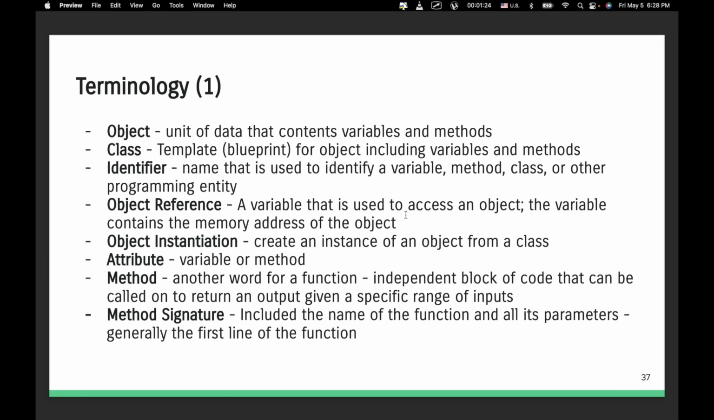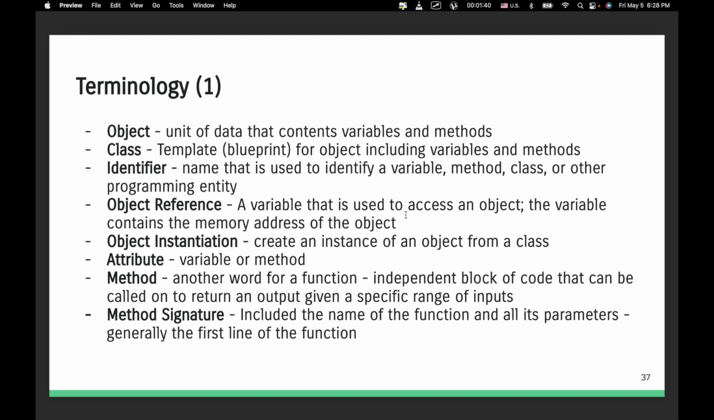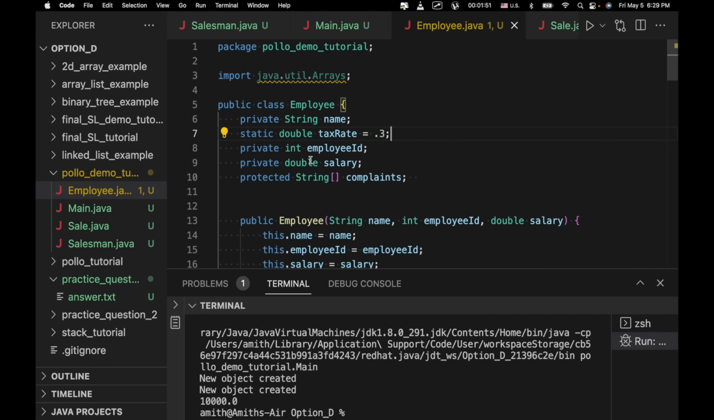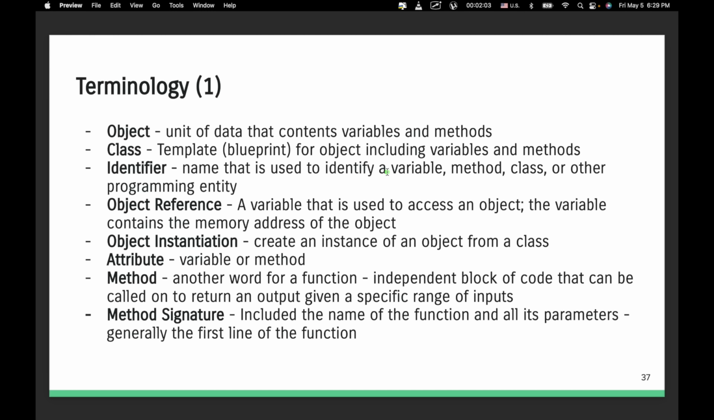Right here, we have a list of different terms. We've gone over all of these. I'm going to include this slide most likely in the description, and you're going to have access to all of these terms. The only two I want to go over that we haven't gone over are, first, identifier. An identifier is just a name that is used to identify a variable, method, class, or other programming entity. So for example, when we are looking at our code right here, name would be an identifier, employee would be an identifier, and add complaint would be an identifier. Those are all classified as identifiers.